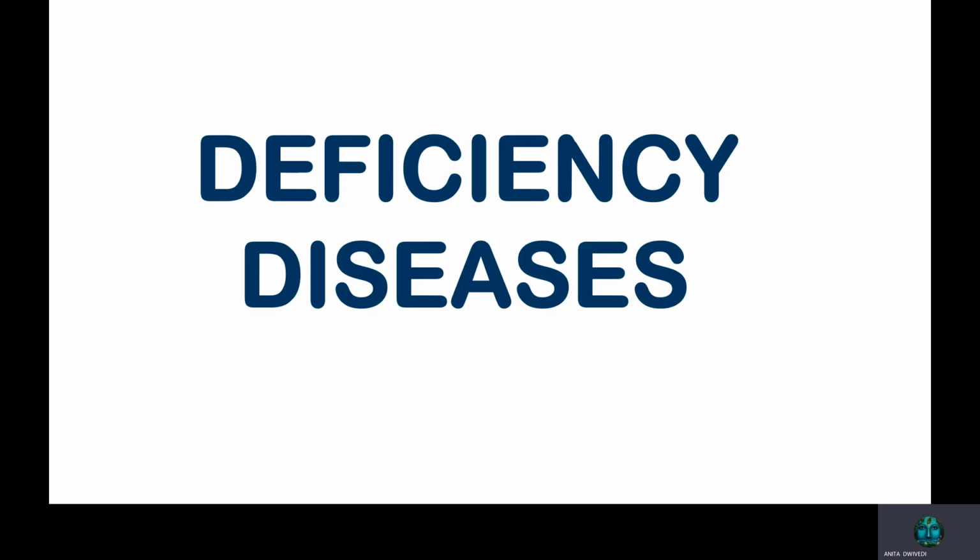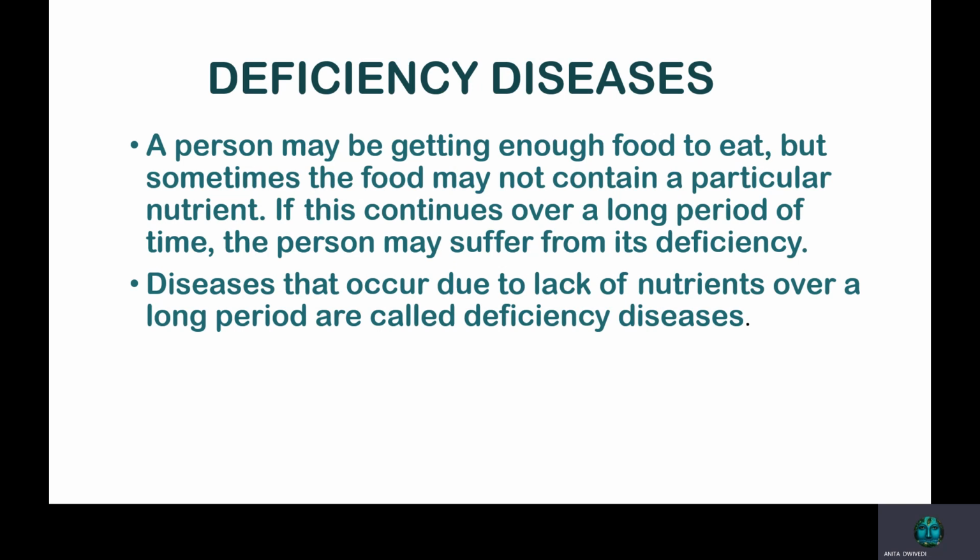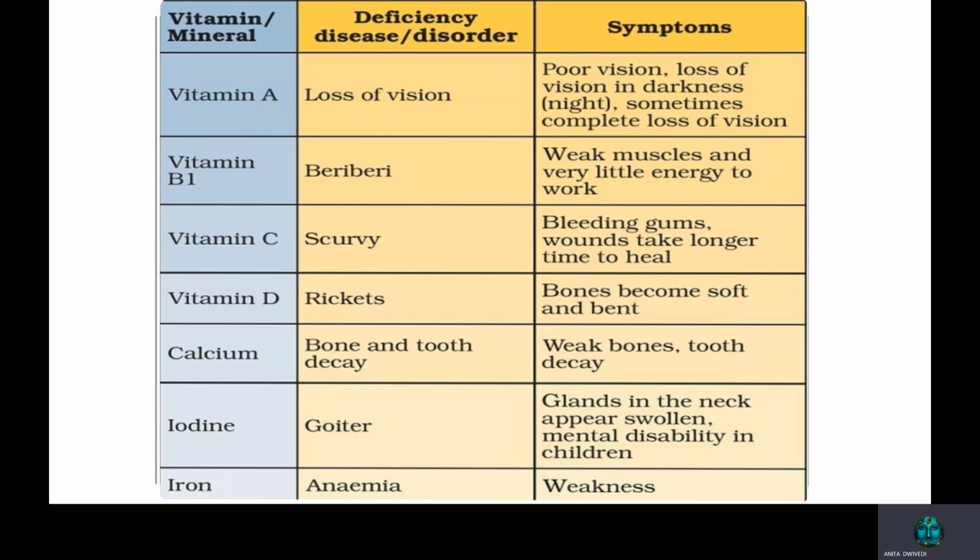Deficiency diseases. A person may be getting enough food to eat, but sometimes the food may not contain a particular nutrient. If this continues over a long period of time, the person may suffer from its deficiency. Diseases that occur due to lack of nutrients over a long period are called deficiency diseases. In this chart, we can easily see different types of deficiency diseases.